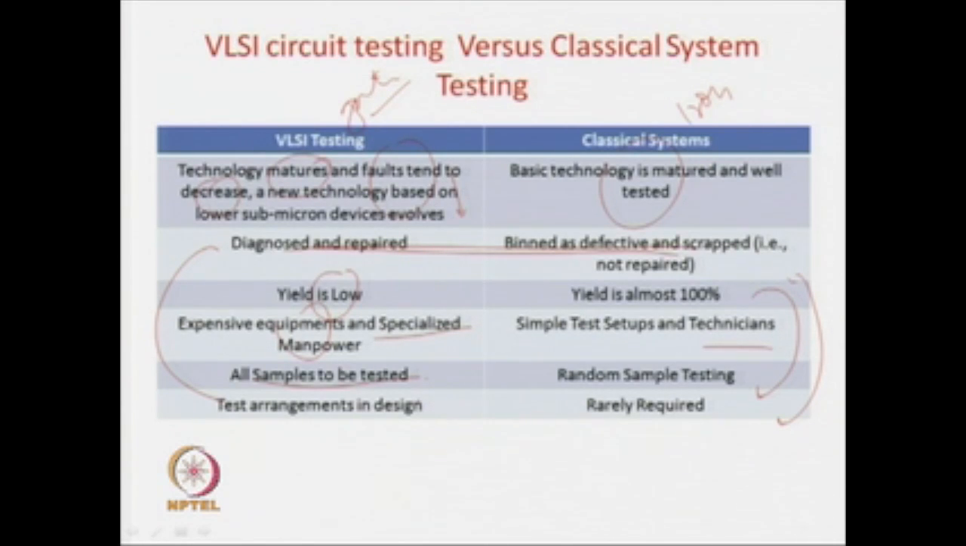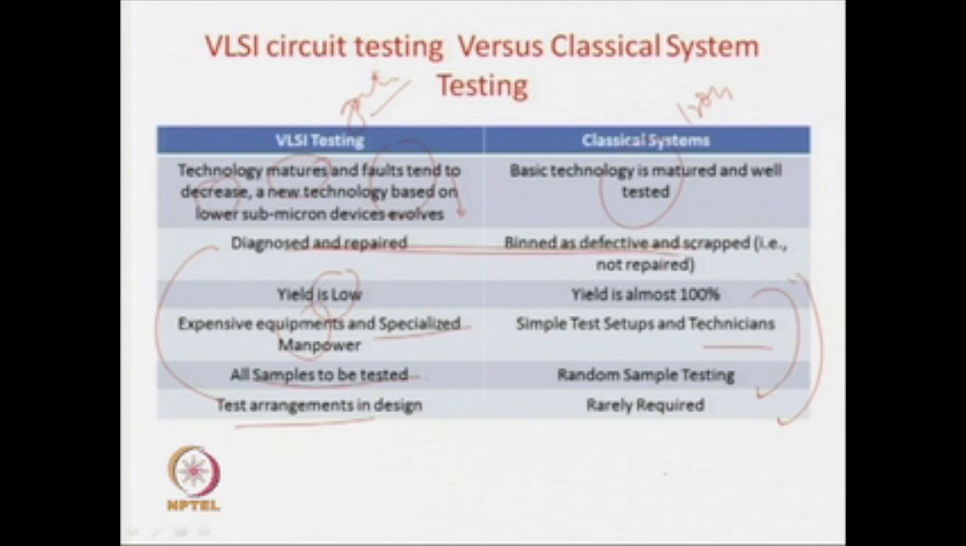We test it and then we find out that there is some problem. In the case of VLSI testing, if the circuit is not performing, we generally throw it out. That is, we do not believe in repairing and all those things. So, this is a basic difference in VLSI testing as compared to classical testing. But some things like test arrangements in the design, and test, we do not have in classical systems.